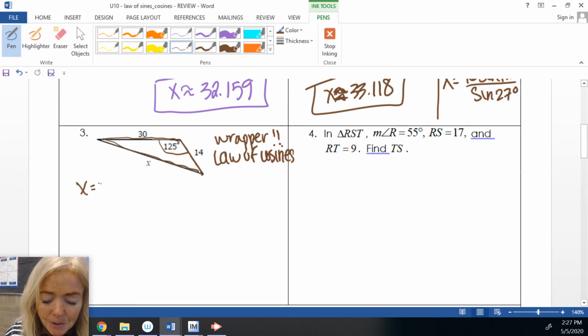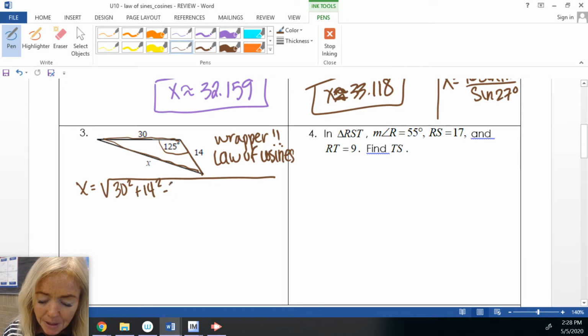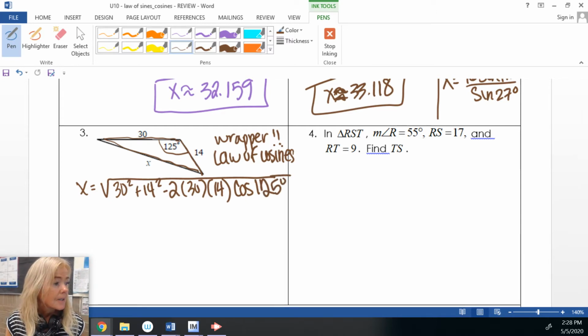So x is equal to the square root of, all right, we have the two sides, 30 squared plus 14 squared minus 2 times 30 times 14 times the cosine of that angle, 125 degrees. And again, we're just going to place this in the calculator, which I don't want to do, but I will.